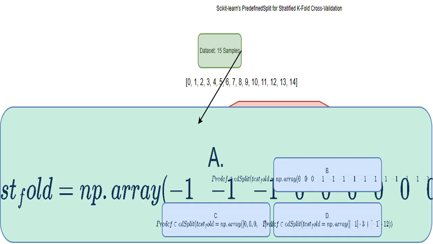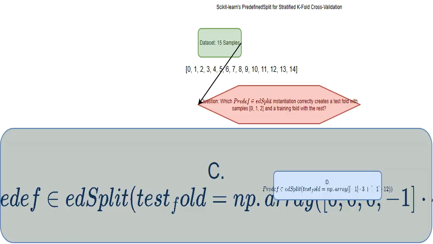It's incorrect. Option C attempts to create a NumPy array using the multiplication operation. The result would be an array of length 16, not 15 as the dataset dictates. This means option C is incorrect because it has the wrong array size.